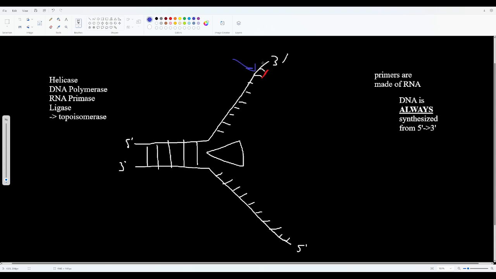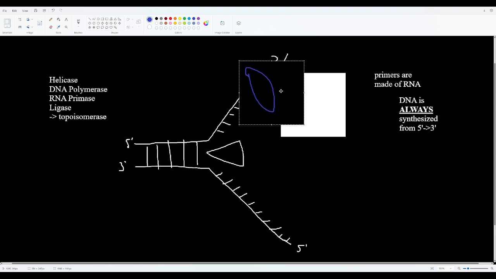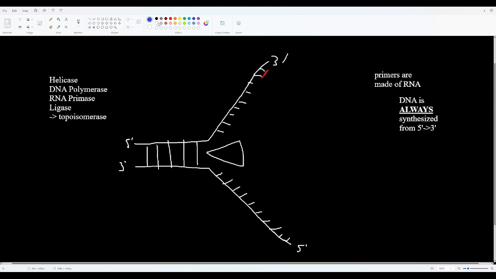So here we have the RNA primer. We have the primer made of RNA, that's our primer, it's in red. The DNA polymerase comes in, recognizes this primer, and says, okay, that's where I need to bind. And then it synthesizes DNA from 5 to 3. So in this case, it just kind of goes this way, and then makes DNA. It adds nucleotides to the already existing sequence.